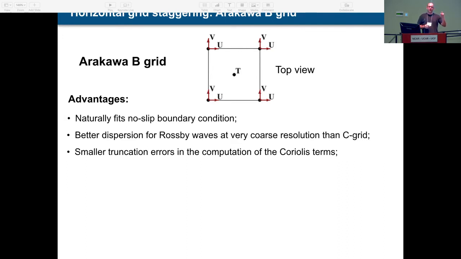So that's the minus fU and plus fV in the momentum equations. Because U and V are on the same point in this grid, we don't need to do interpolation of the components to calculate the Coriolis term, which is helpful and leads to smaller truncation errors.